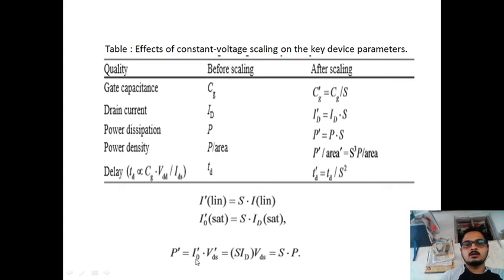Then power equals I into V, that is nothing but current into voltage. Here the current doesn't scale by a factor, that's why it is multiplied with the scaling factor S into I, into V, that equals S into P. Okay, see here, this P into S is nothing but S into P. The power is also not scaled.